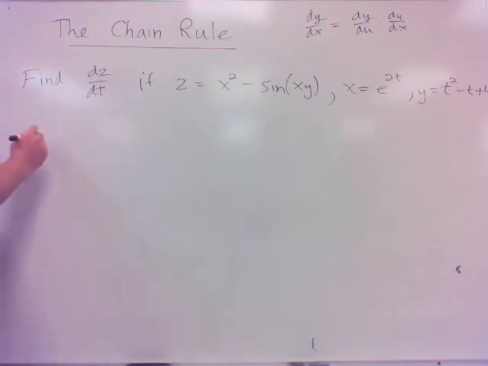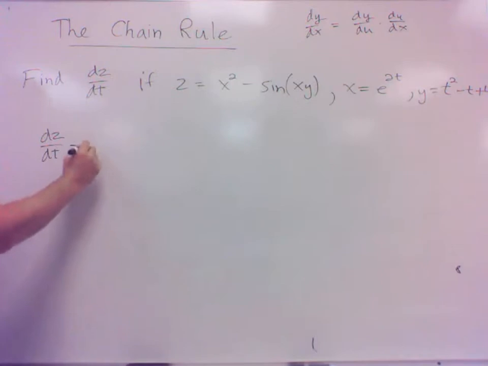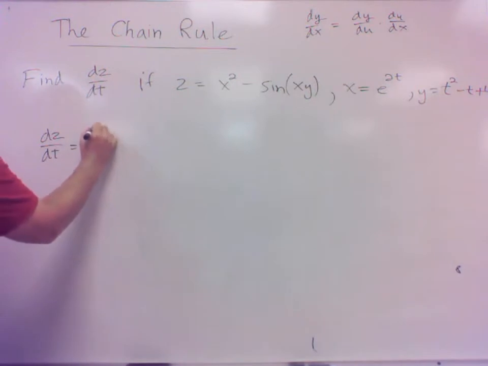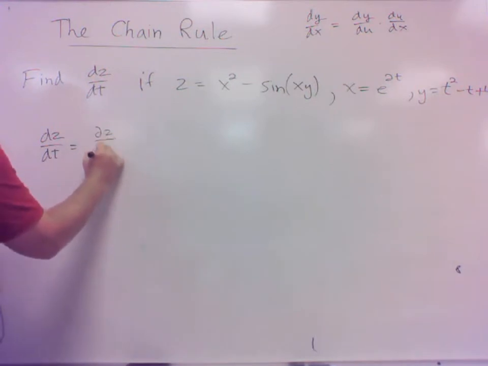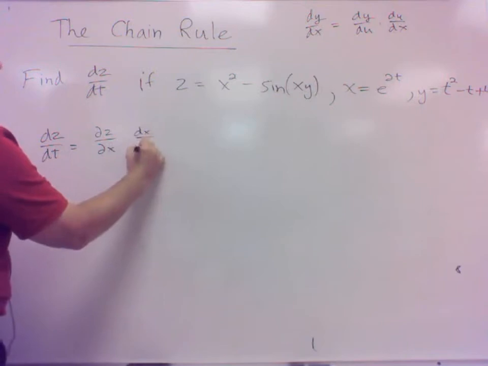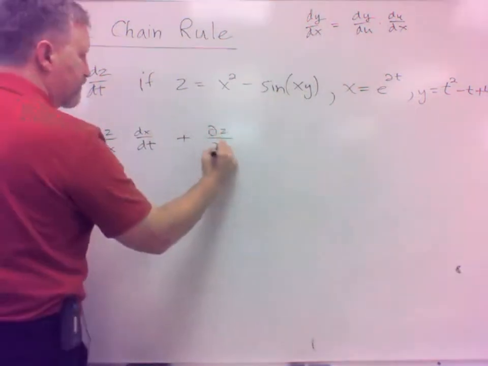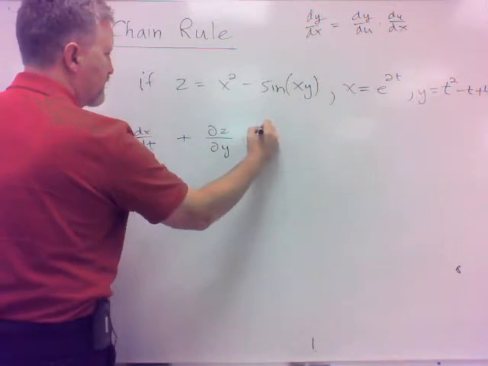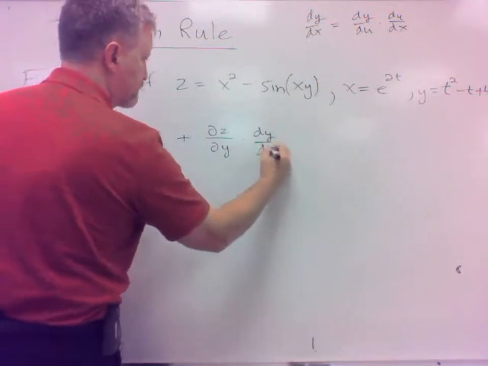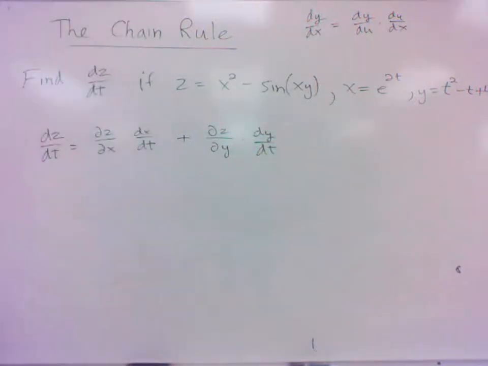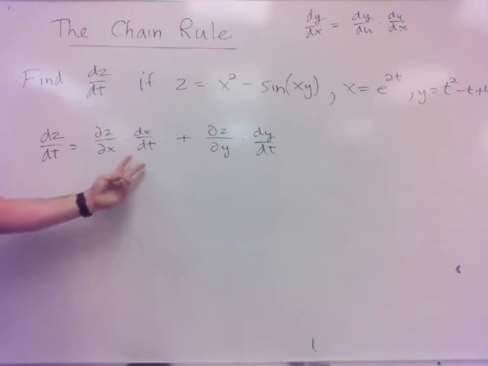So dz/dt. To do it, we do what? We do the partial of z with respect to x times dx/dt, and then do it with the y, so partial of z with respect to y, dy/dt. And notice here I'm using the partial here, but then dx/dt on this part. Why do you use partial here and then dx/dt here?